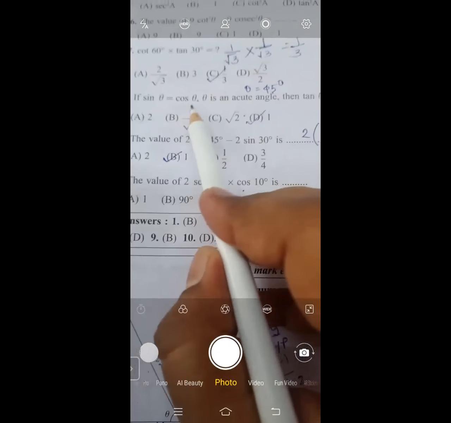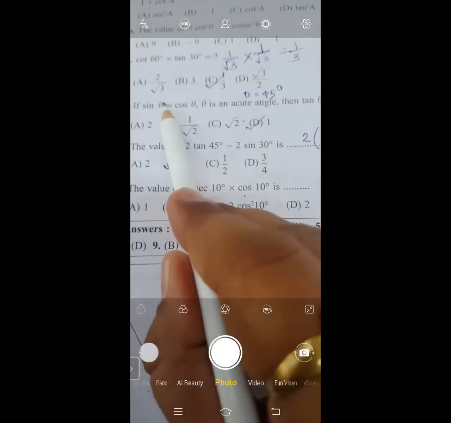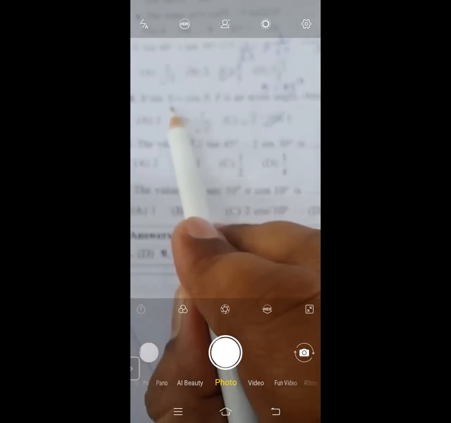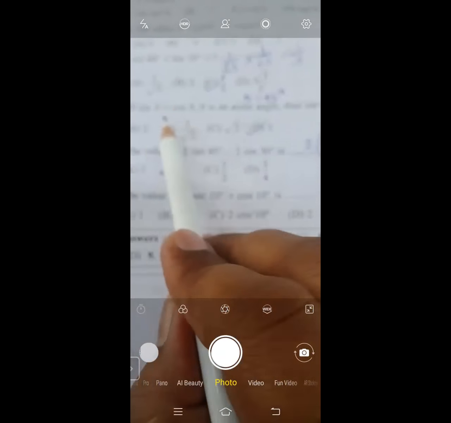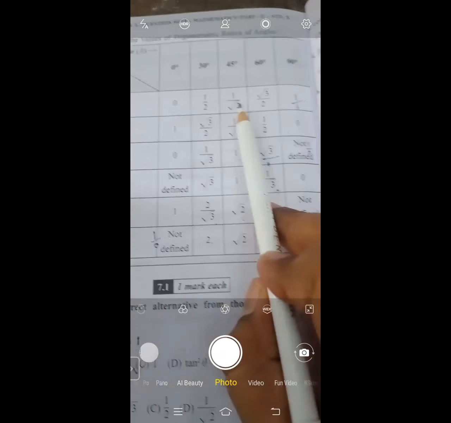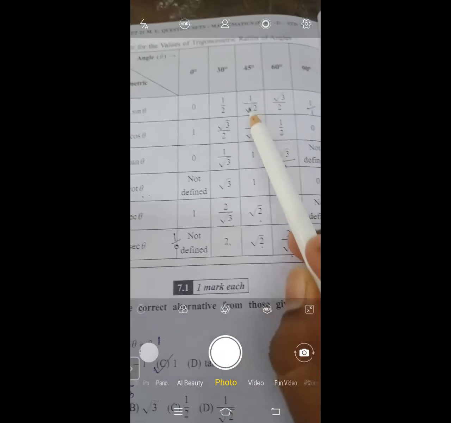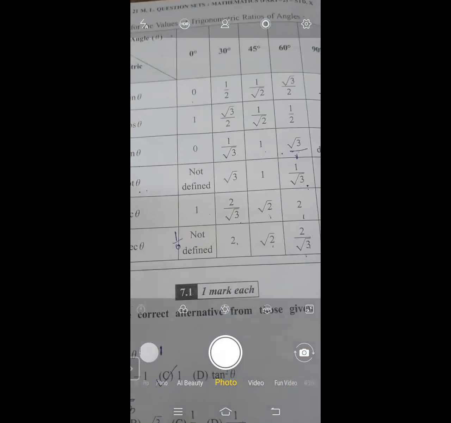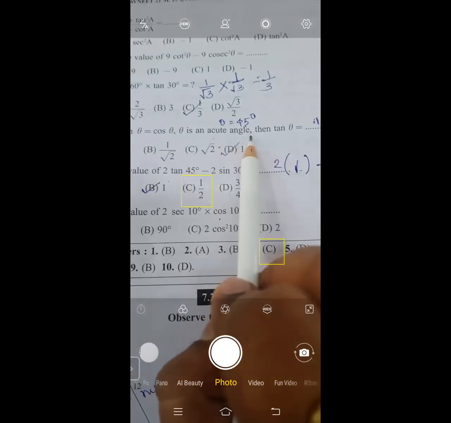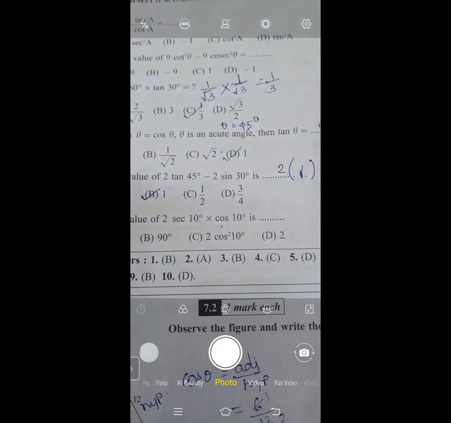Sin theta is equal to cos theta. Theta is an acute angle. Then tan theta is equal to what? Here the values of sin theta and cos theta are the same. We just have to find the angle for which both the values are the same. When we went through sin theta and cos theta, we saw that the value is the same, 1 upon √2, for the angle 45 degree. So theta, which is an acute angle, has the value 45 degree. As it is less than 90 degree, it means that it is an acute angle.